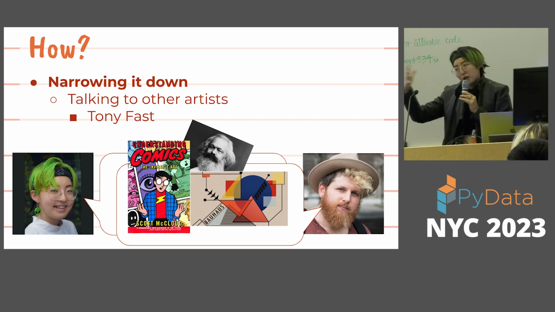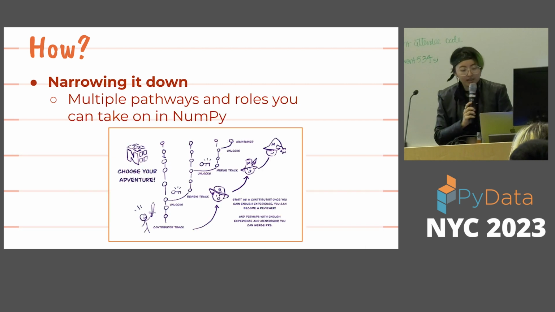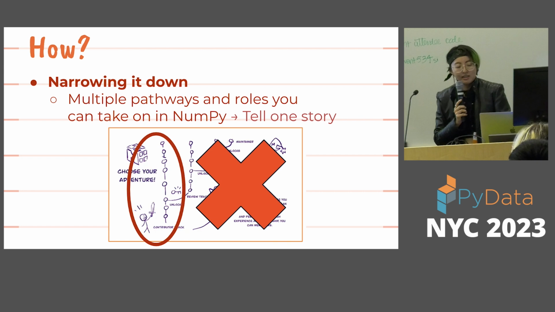And this was Tony Fast, who is a fellow artist, open source advocate, muse, and editor. And so we talked about comic theory, Bauhaus, all sorts of other things that you see here. And in narrowing it down, I realized I should actually just tell one story. I was trying to chart out multiple stories in this diagram because over my 3 years in the NumPy community, I could see all the different experiences, and I wanted to chart every single one out. But that doesn't really tell one clear, coherent story.